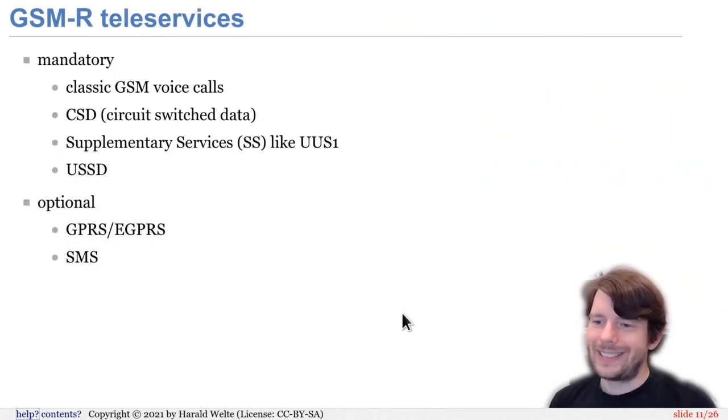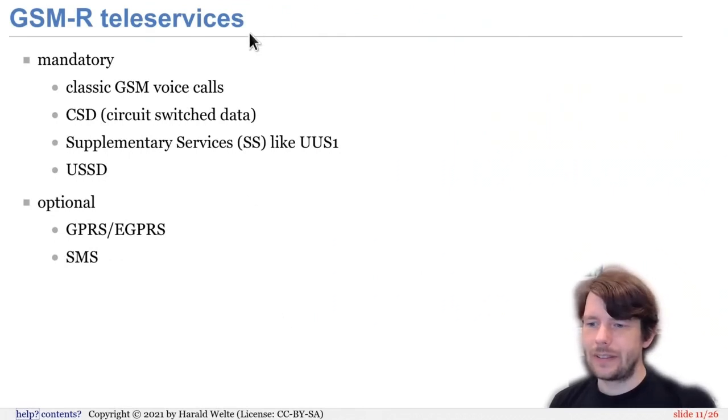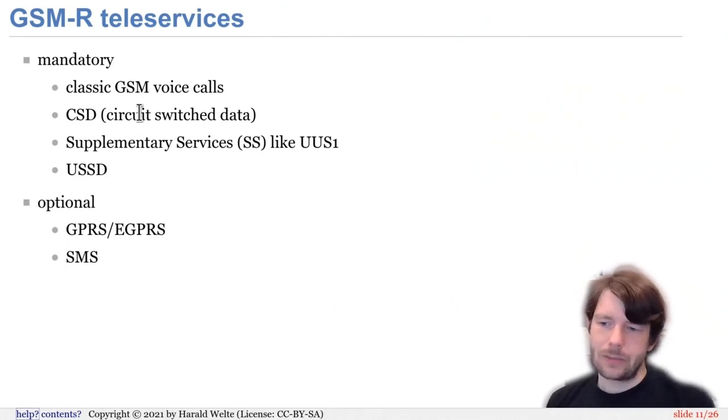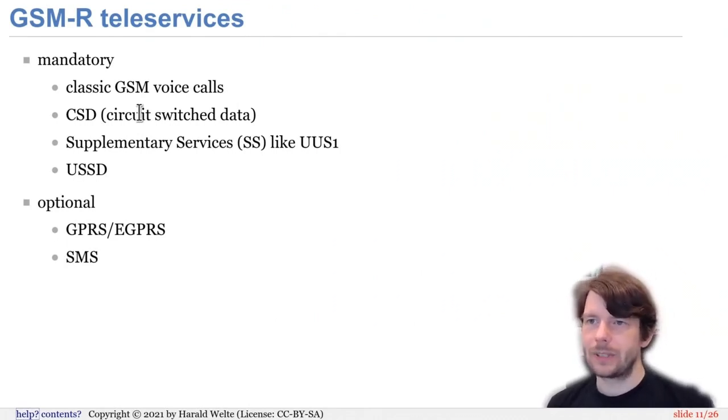So what kind of tele services are specified in GSM-R? Well, we have the voice calls, the classic circuit switch voice calls, unmodified as we know them. There's also circuit switch data, like in normal GSM. There's nothing different about circuit switch data in GSM-R. They also use supplementary services. Particularly important is UUS1. That's the user-to-user signaling during call setup, where some additional messages can be sent during call setup.